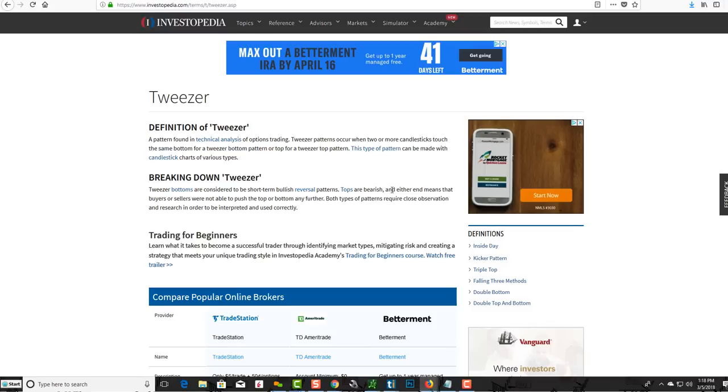This type of pattern can be with candlestick charts of various types. Breaking down the tweezer. Tweezer bottoms are considered to be short-term bullish reversal patterns. Tops are bearish. In either end, it means that buyers or sellers were not able to push the top or bottom any further. Both types of patterns require close observation and research in order to be interpreted and used correctly. So I'm going to show you several different examples.